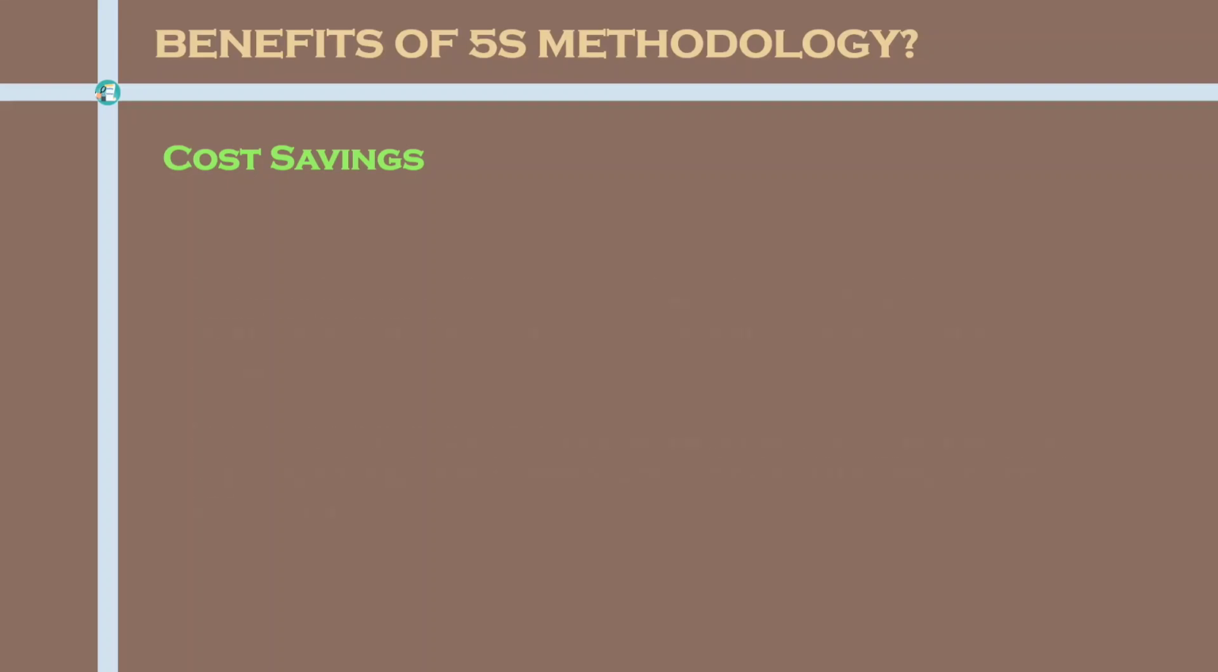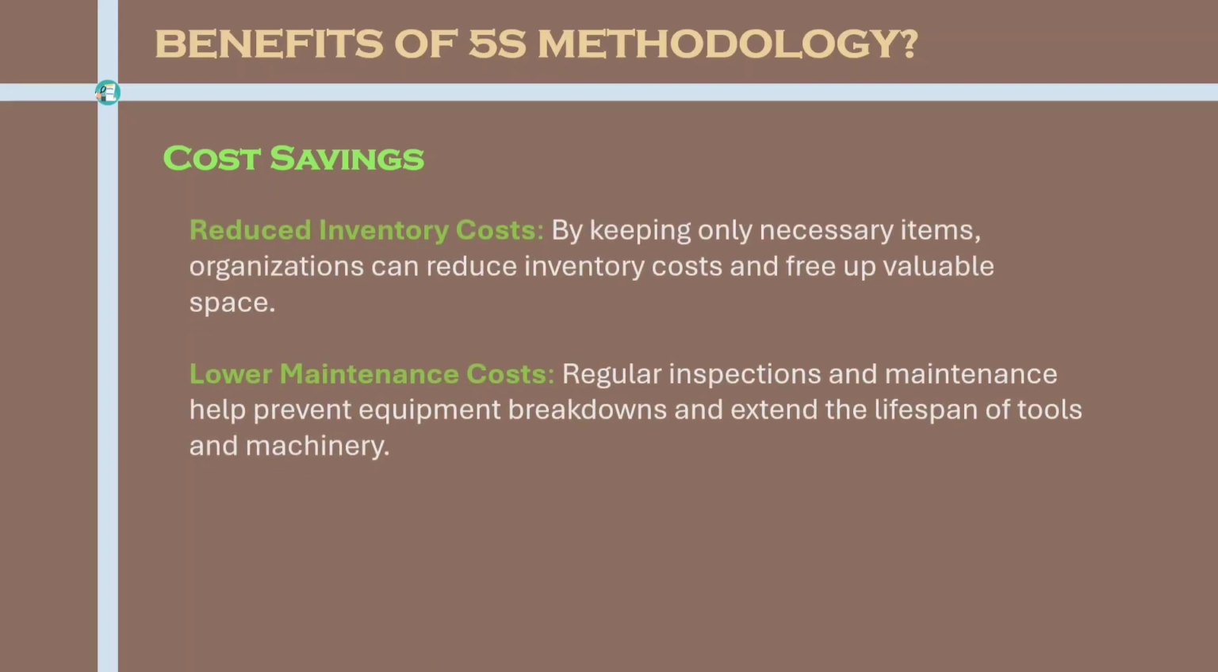Cost saving is also one of the major benefits of 5S. Reduce inventory cost. By keeping only necessary items, organizations can reduce inventory cost and free up valuable space. Lower maintenance cost. Regular inspections and maintenance help prevent equipment breakdowns and extend the lifespan of tools and machinery.